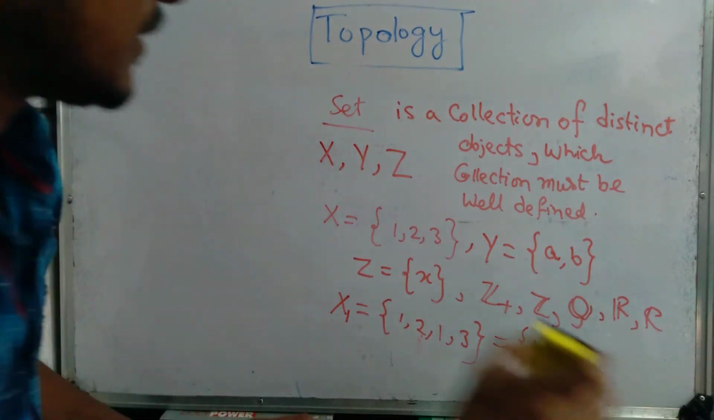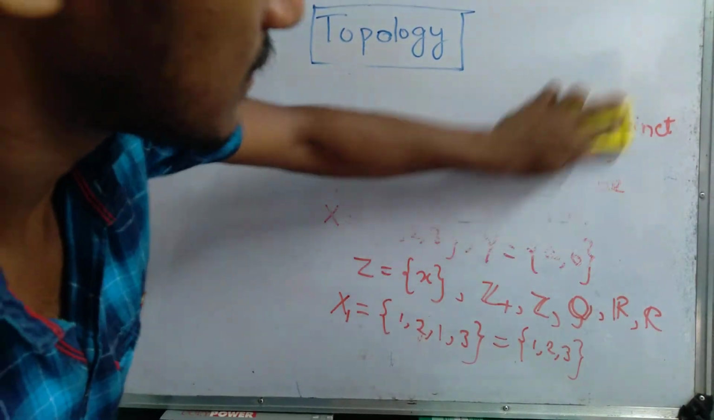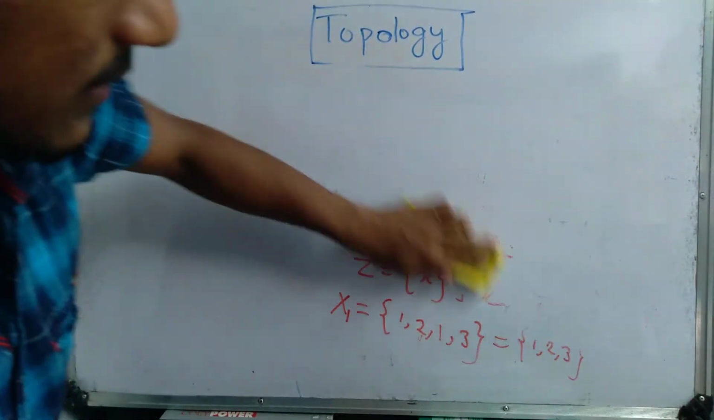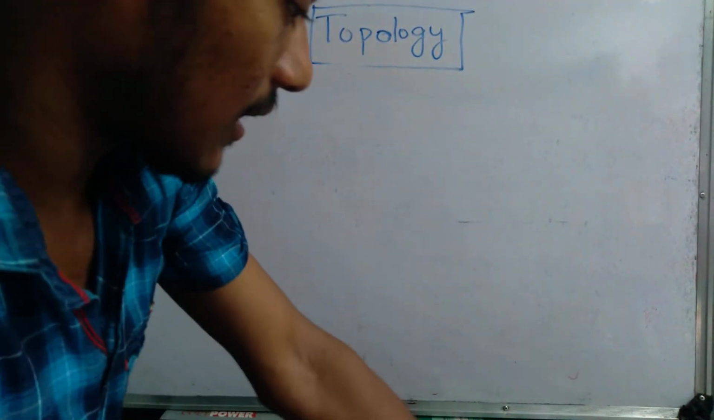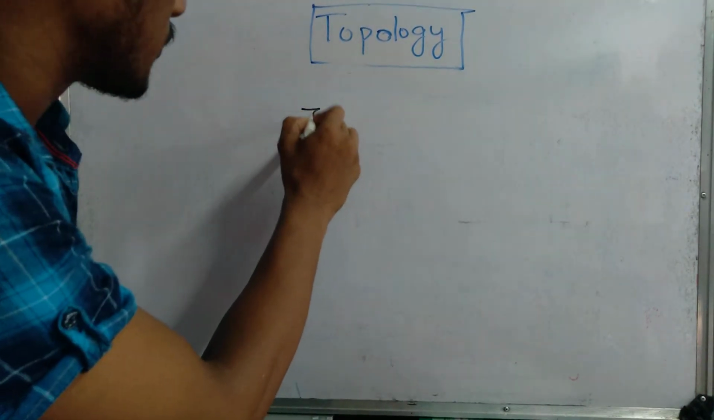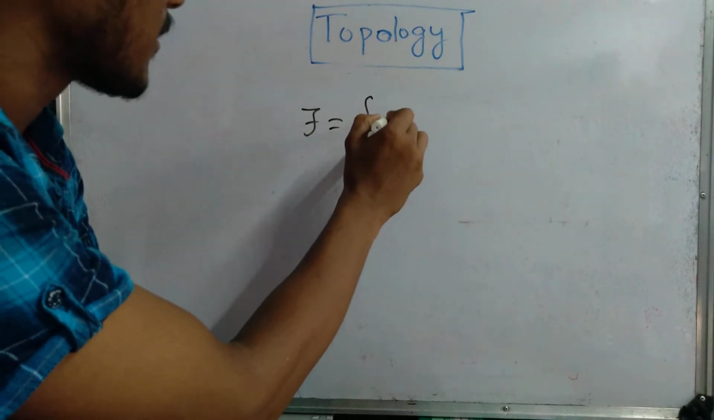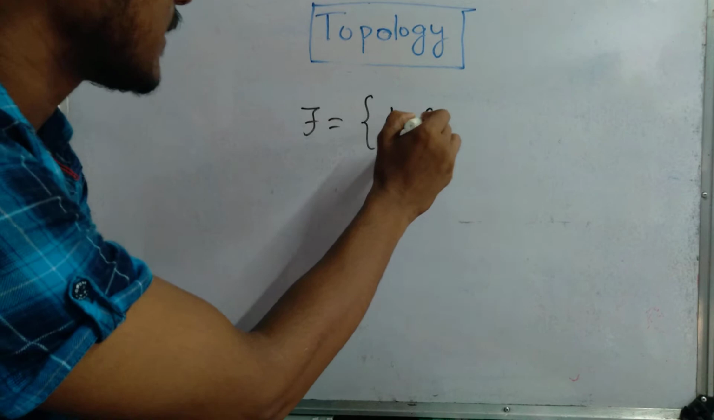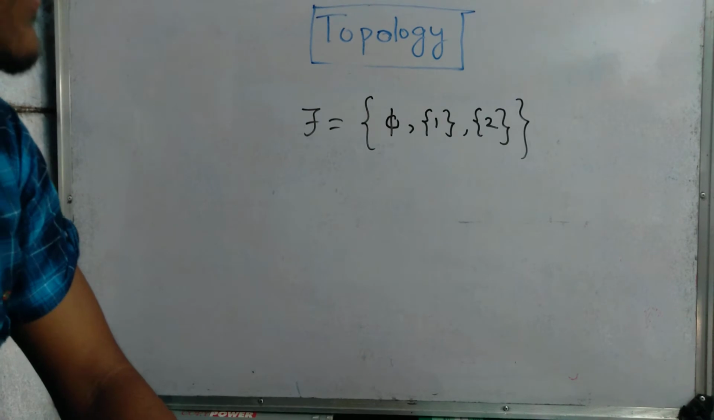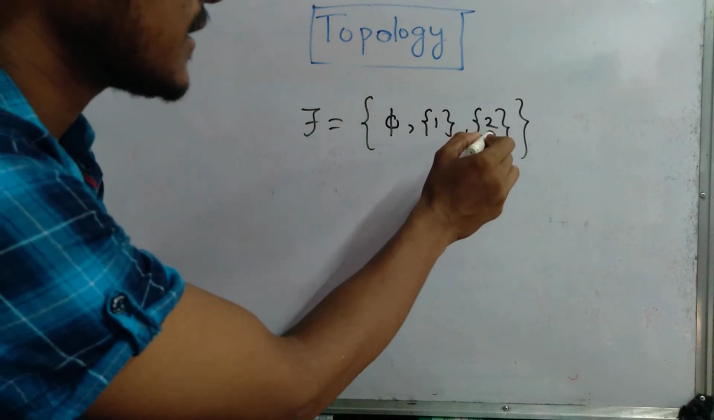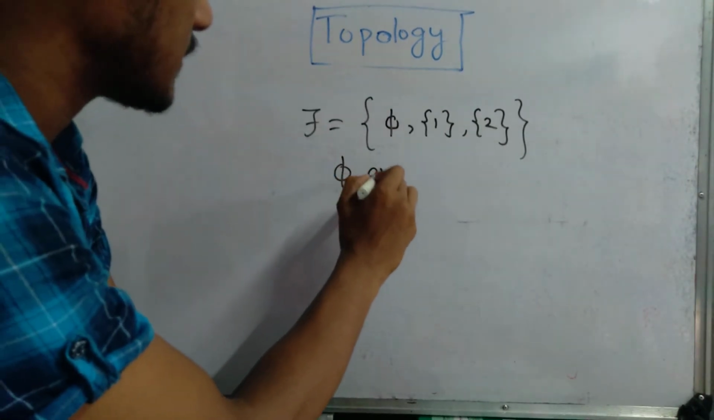Now, further we proceed. A set of collection, that means a collection of sets. We construct a collection of sets tau. Tau is a collection of sets denoted by tau, where tau contains phi, singleton 1, singleton 2. Singleton 1 is a set containing 1 element, singleton 2 is a set containing 1 element, and phi is the empty set.